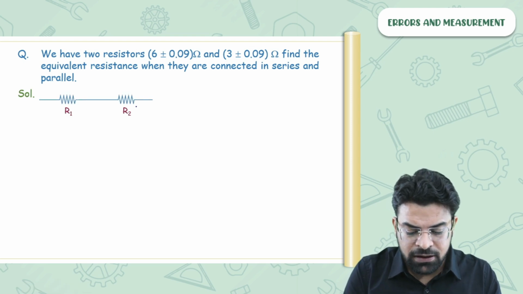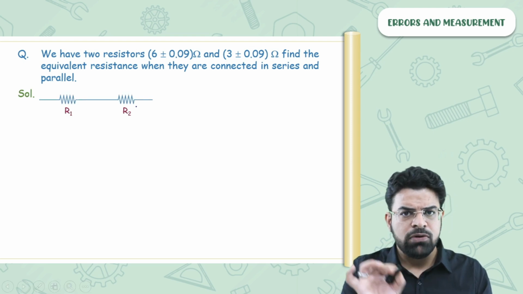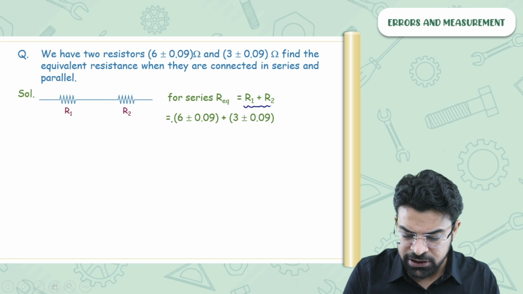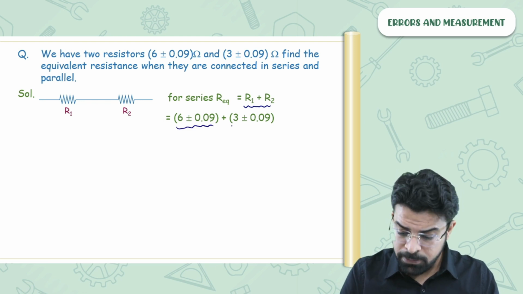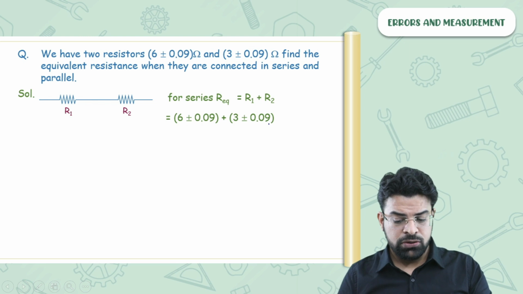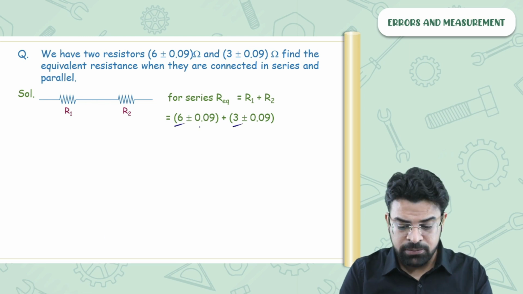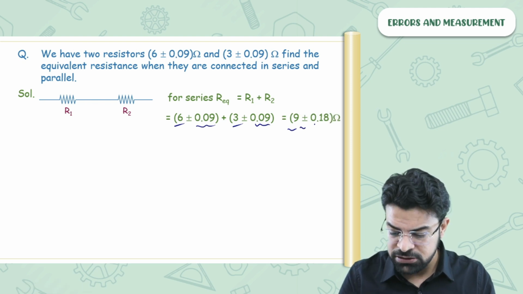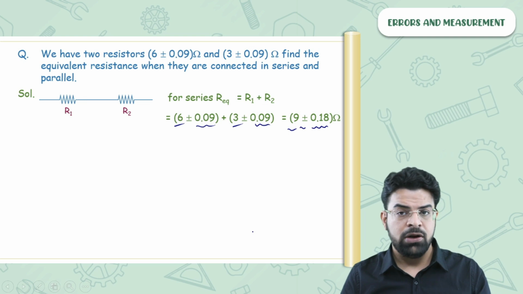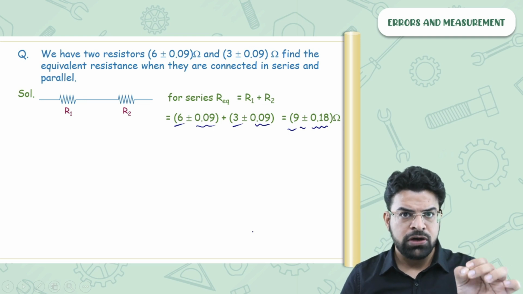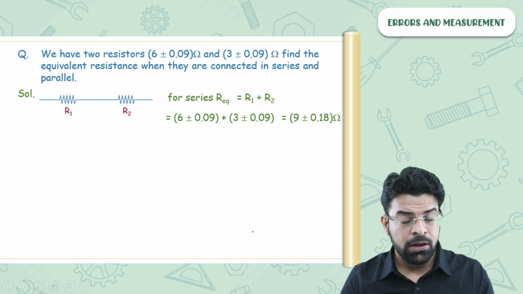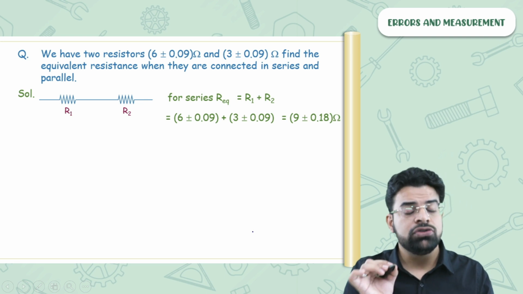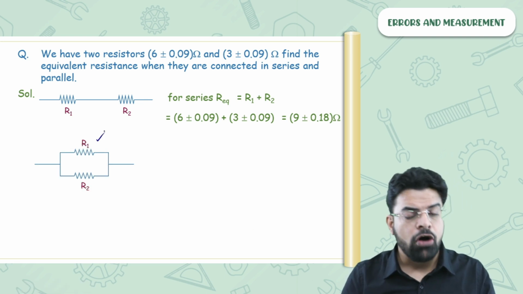When they are connected in series, R equivalent is simply equal to R1 plus R2. So as R equivalent equals R1 plus R2, you will simply write it as 6 plus minus 0.09 plus 3 plus minus 0.09. So add up the absolute part and add up the error part. So what we get is 9 plus minus 0.18 ohm. 0.09 plus 0.09 gives you 0.18. Simple. The complicacy, a little bit of it, is in parallel and it is mentioned in NCERT, so you should know. Now let's think of the parallel case.